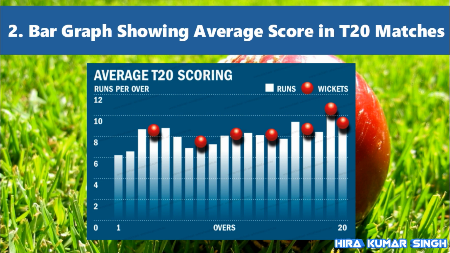Suppose you get a question, study this bar graph and make your conclusion, then you will present it in this way. First you will study what this graph tells you: in the first over batsmen scored a little over 6 runs, then near 7. Now in the third over it is nearing 9 or 10 runs. So in this way students, you are able to study it. More examples I give you.